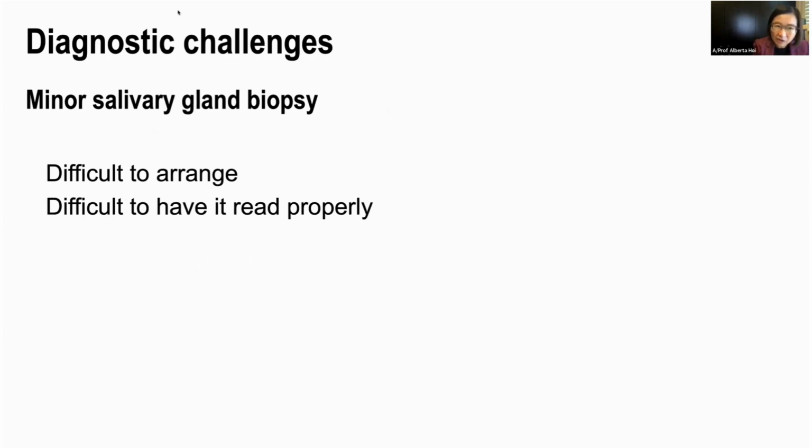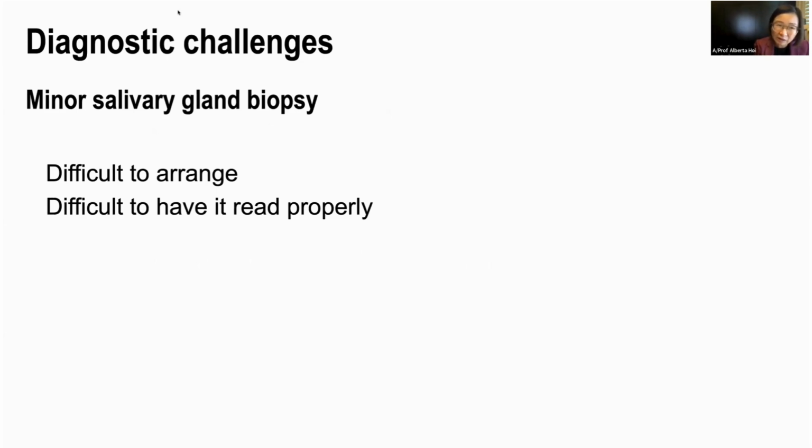The other diagnostic challenge is one of the important tests that we can do, which is called a minor salivary gland biopsy or lip biopsy. These tests will review histology, or when we look at the cells under the microscope, can give us quite a good idea whether someone's got Sjogren's.